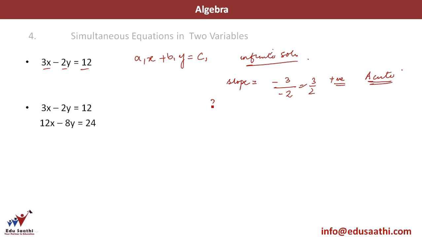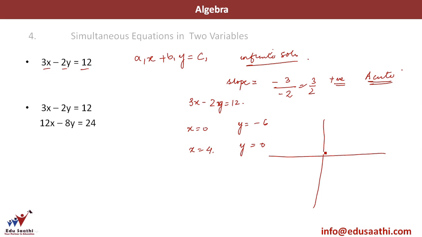Now if I have to draw the graph for 3x minus 2y equals to 12, I'll once put x is equal to 0. I'll get the value of y as minus 6. I'll put y is equal to 0. I'll get the value of x as 4. So if I look at the coordinate axis, draw the points 0 and minus 6. This will be the point 0 and minus 6. And the next point would be 4 and 0.